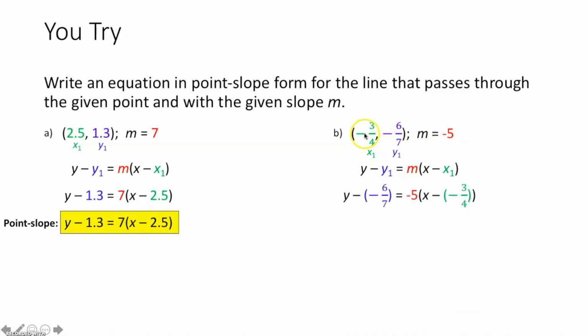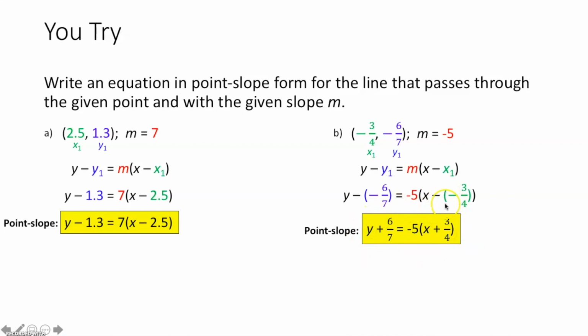Remember, whenever I'm plugging in an x coordinate or a y coordinate that is negative, I'm going to put parentheses around it. Why do I do that? Because it's going to remind me that since this is y minus our y sub 1, I actually have to multiply this negative to this negative 6/7 and make it positive 6/7. Same thing here. This negative sign is the same thing as negative 1 times negative 3/4, which becomes positive 3/4.